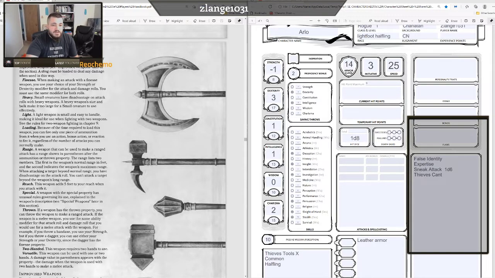So now they just made it so if they're heavy and light. If it's heavy, small creatures like halflings have disadvantage. Light. A light weapon is small and easy to handle, making it ideal for use when fighting with two weapons. See the rules for two-weapon fighting. So, for two-weapon fighting, obviously, you have two weapons, but I think at least one has to be a light weapon. Weapon in your offhand has to be light. Maybe both. I don't know. I've never done two-weapon fighting in 5th edition. So, I'm not sure.